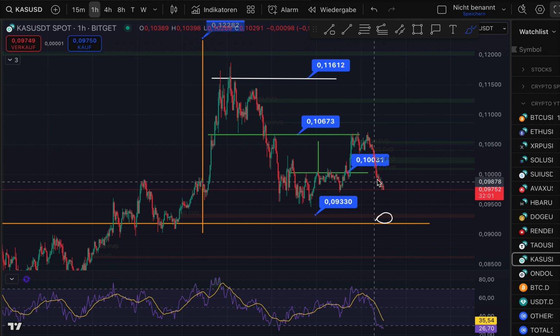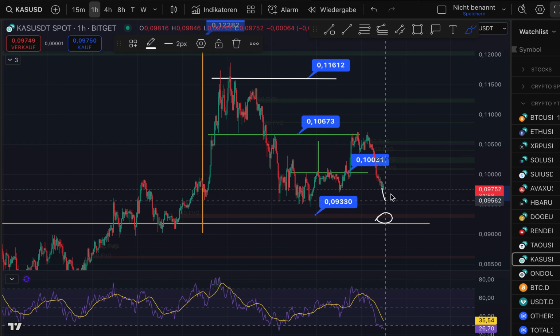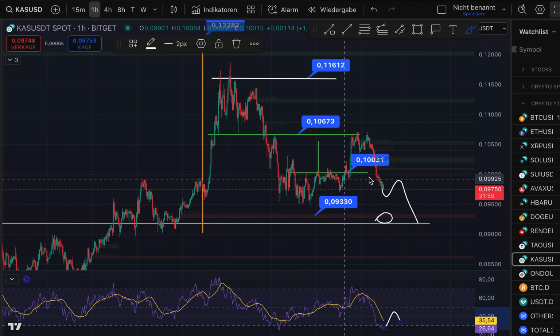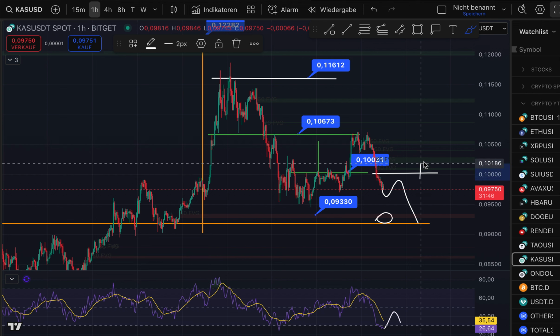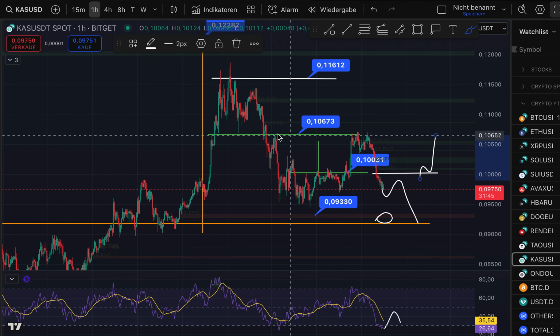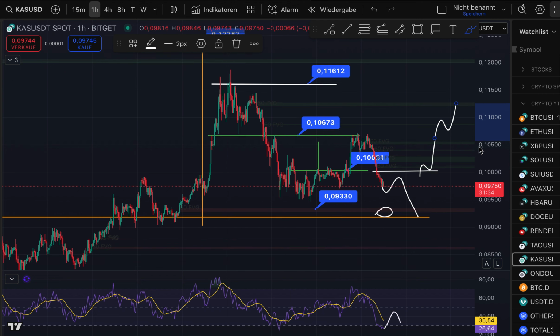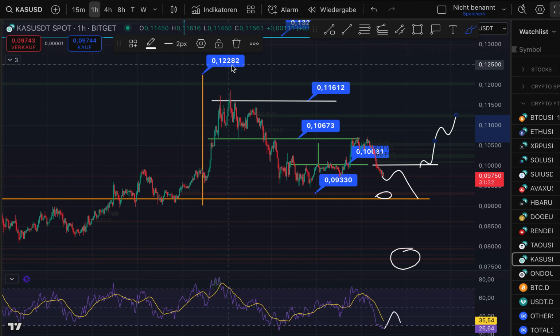Like not in this exact order, but maybe building a bullish divergence. And afterwards we can see if the 10 cents breaks to the upside again. Then we can enter another long trade into 10.6 cents. If that also breaks to the upside, then we can actually get into our target of 11.6 cents or even 12.28 cents.